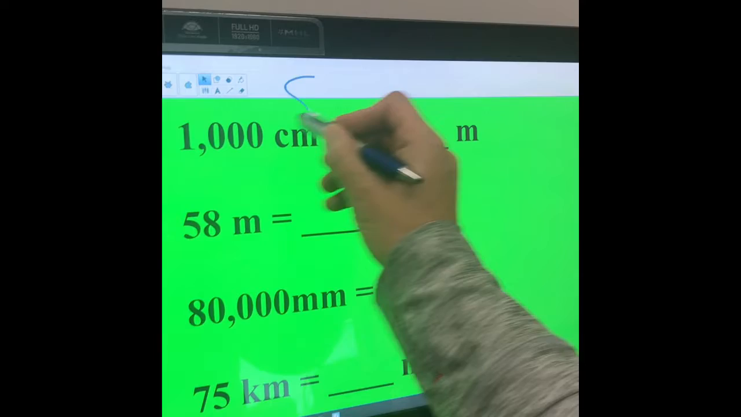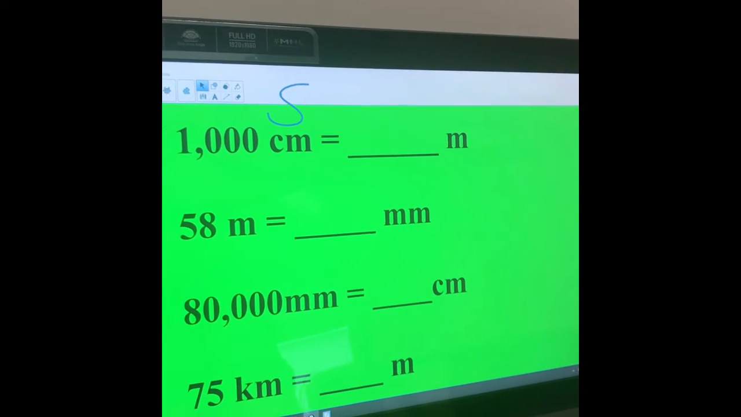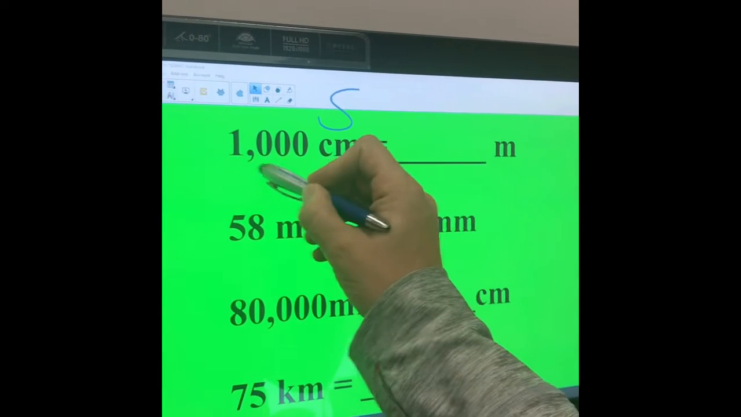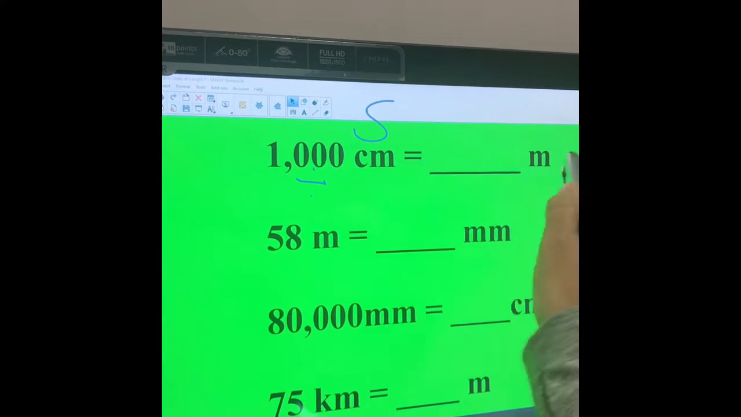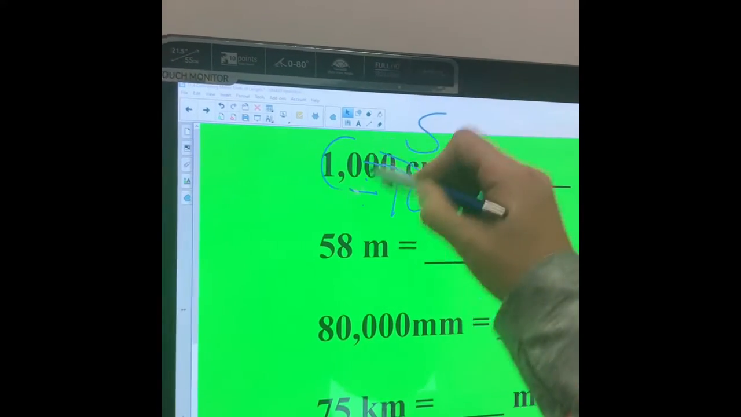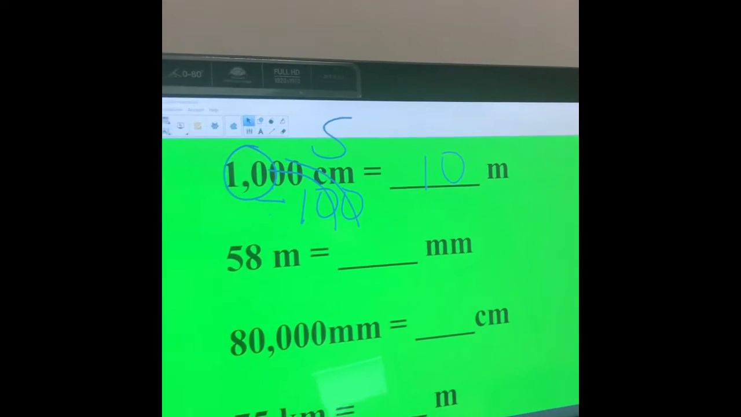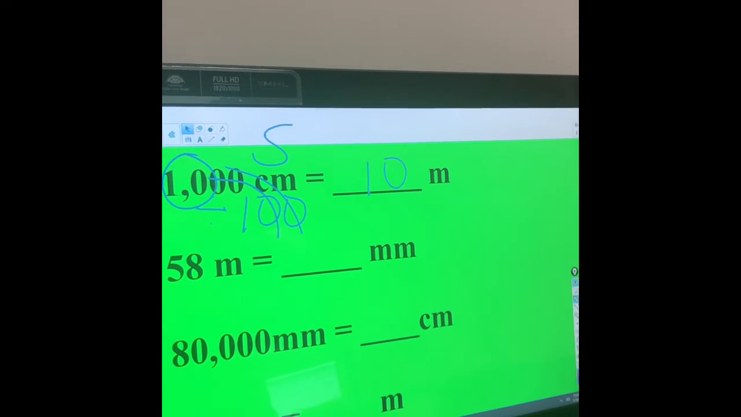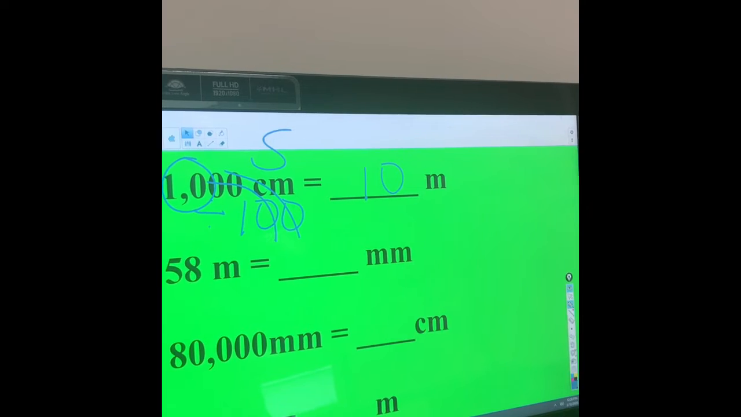So same situation applies. Centimeters are smaller than meters, and there are 100 centimeters, right? So we're dividing. You get rid of that, and you're left with 10 meters. I hope I did that right. Feels wrong, but I think it's right.